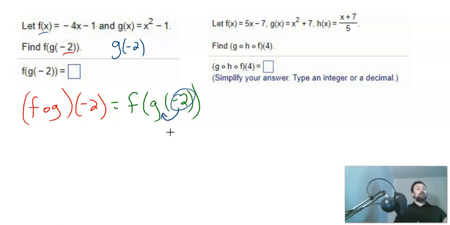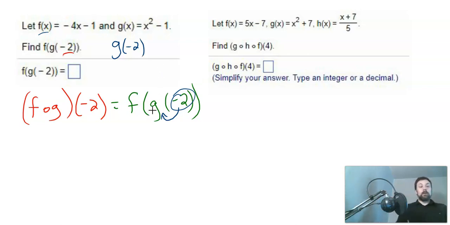So with composition, you can only work with one function at a time. You have to plug a number into one function first, get that result. That result goes into the next function, and then if there's more, that result gets plugged into the next function, but you can only do one function at a time.